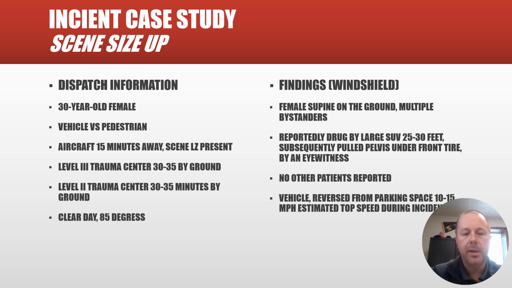So upon arrival, our findings, looking at the windshield, we found the female supine on the ground, multiple bystanders. The windshield actually had a spider web to it. She was hit and then was dragged under the large SUV about 20 to 30 feet, which is what bystanders said. Subsequently, the pelvis was pulled under the front tire by the eyewitnesses. There was only one patient, so that was our main concentration. The vehicle had put it in reverse from the parking space, at an estimated speed of 10 to 15 miles per hour during the incident.